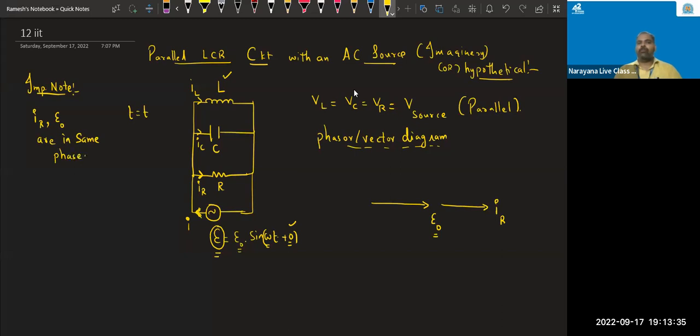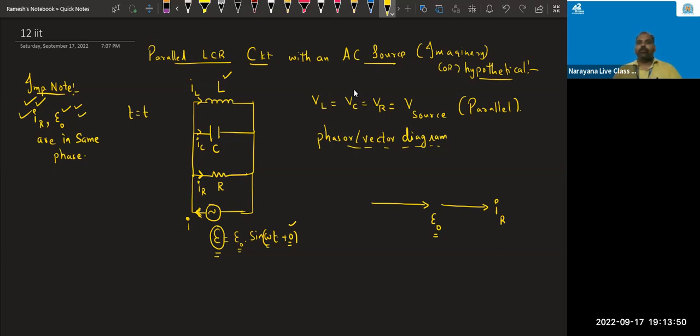What is the meaning of the same phase? If this becomes maximum, current is also maximum. This becomes 0, this is also 0. This becomes negative means this is also negative. That is the concept of traveling in the same phase.